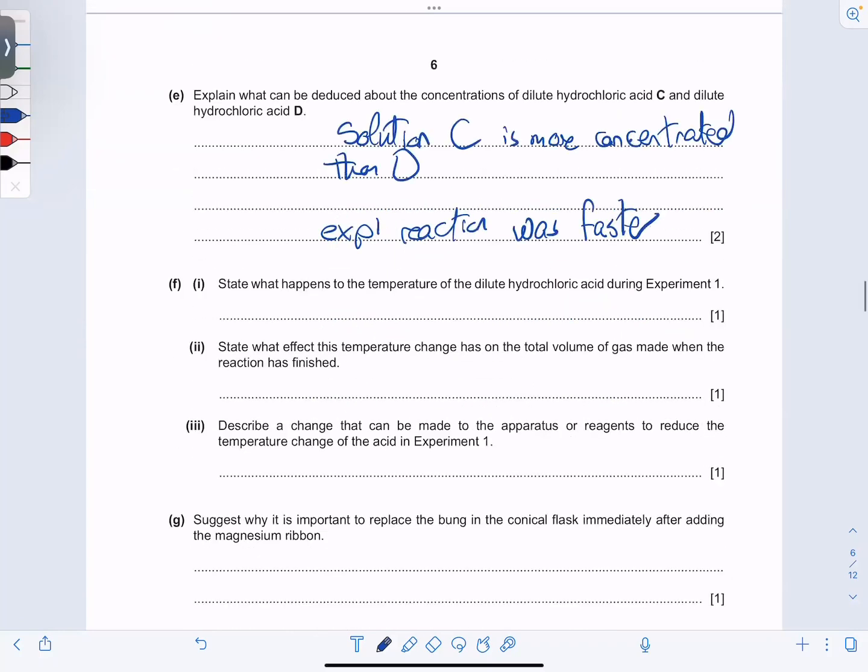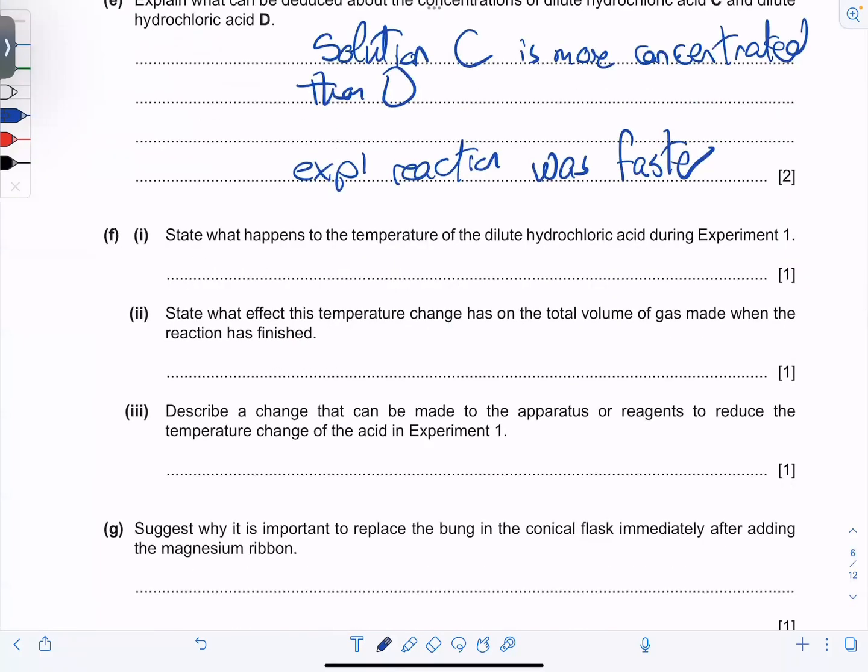Question F, state what happens to the temperature of the hydrochloric acid during experiment 1. Of course, from the graph we saw that the temperature increases because the graph goes up. Then, state what effect this temperature has on the total volume of gas made. No effect, or the volume will stay the same, because temperature won't make it produce more gas. It only increases the rate, so it will produce the same amount of gas but in less time.